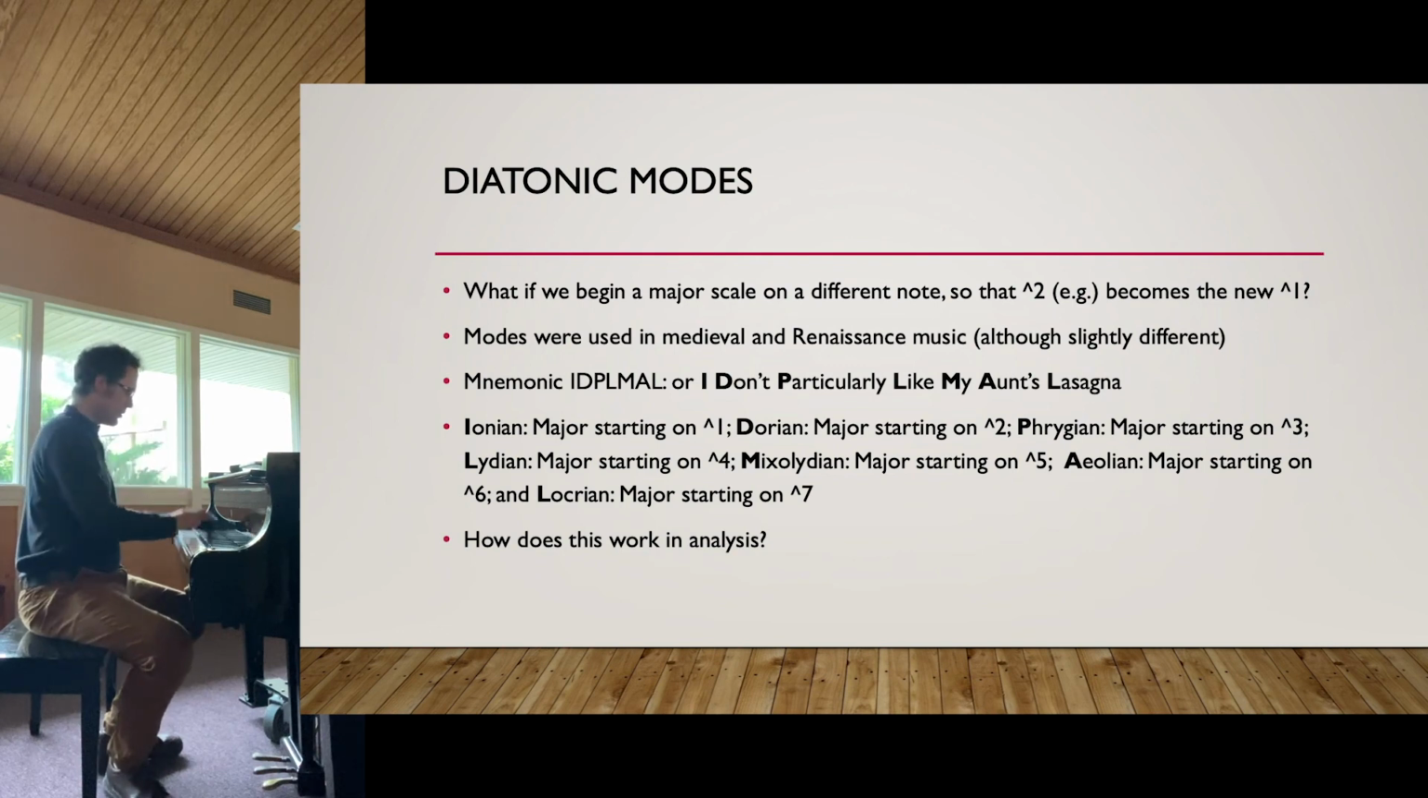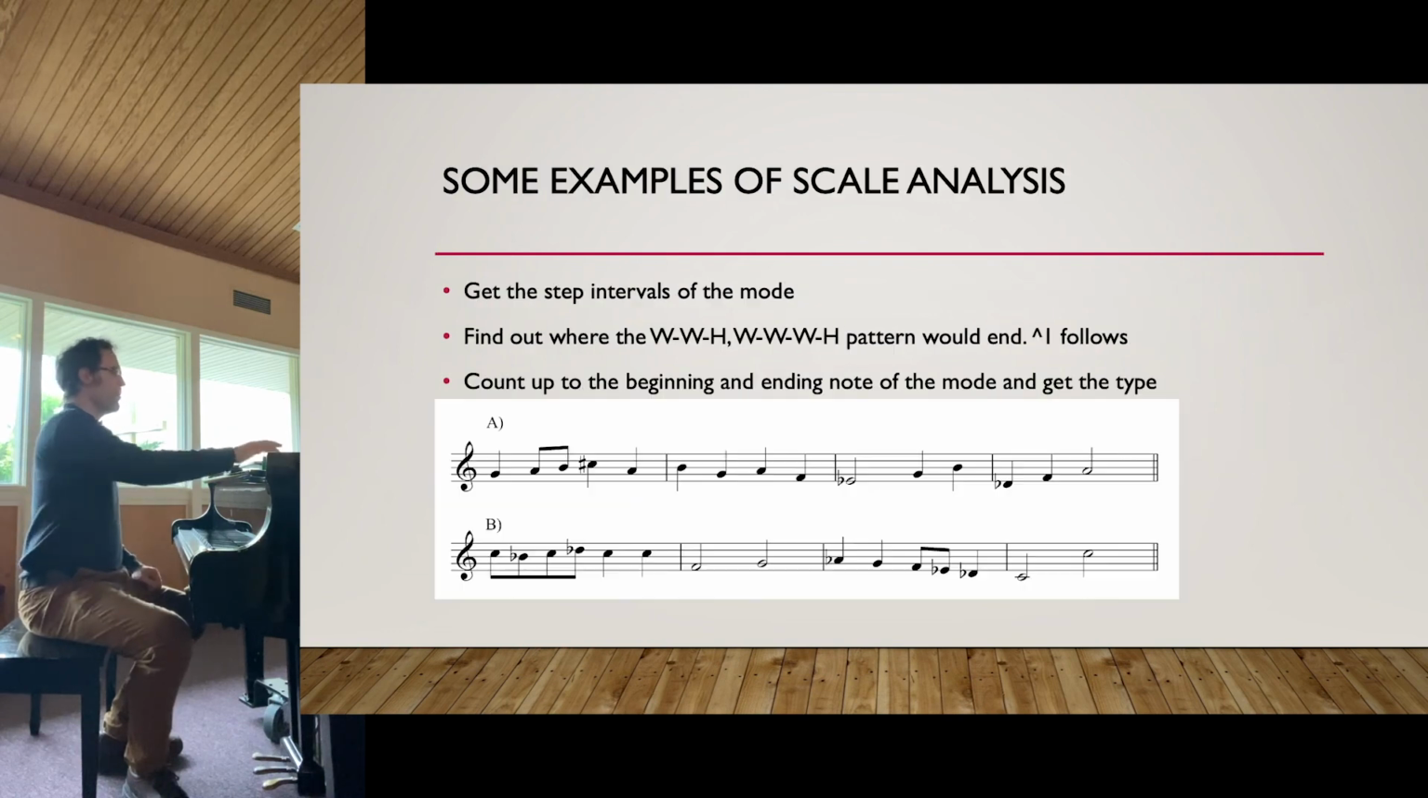So if I take G major, there's G major Ionian, okay? And then this would be Dorian, created using a G major scale. This would be Phrygian. And so we can generate these 7 different modes based on any major scale that you want to choose, okay? But how does this work in analysis?